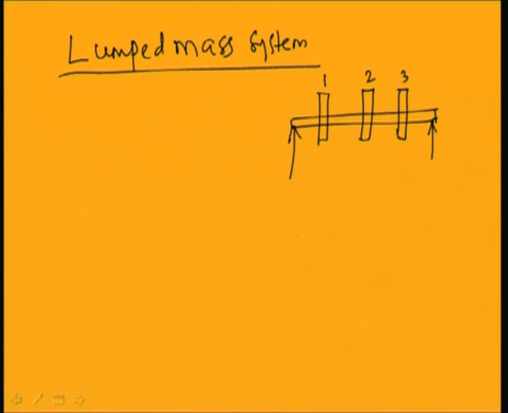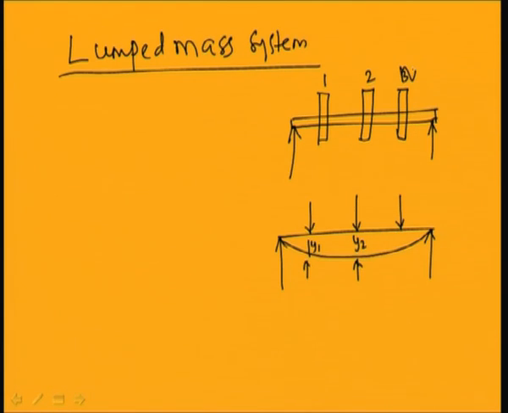So, let us assume that you have n masses: mass 1, 2 and 3, up to n. Let this be the elastic line of the system. Under mass m1, let the displacement be y1. Similarly, under mass 2, let the displacement be y2, and under the nth mass placed here, let it be yn. So, these are the displacements under each mass.